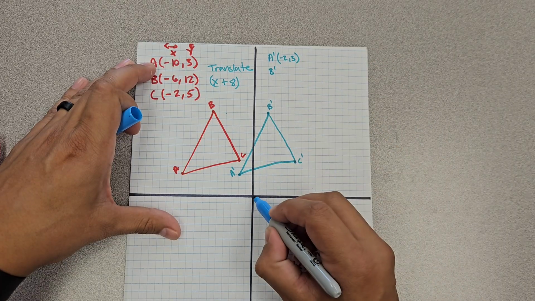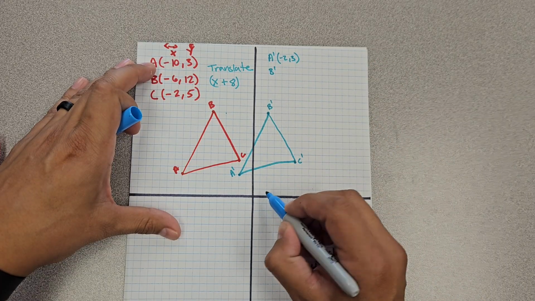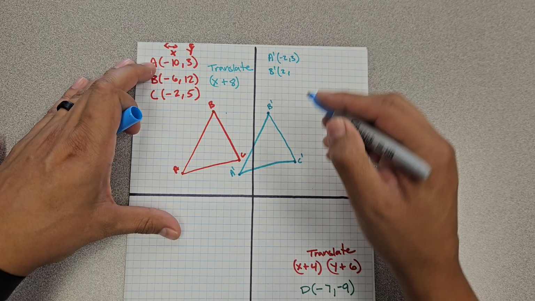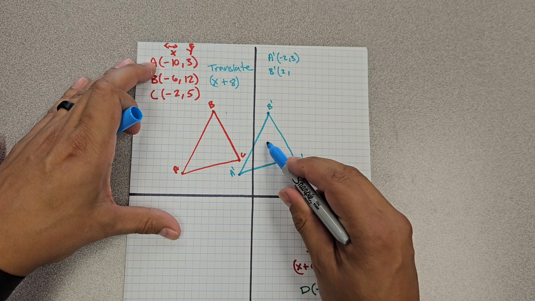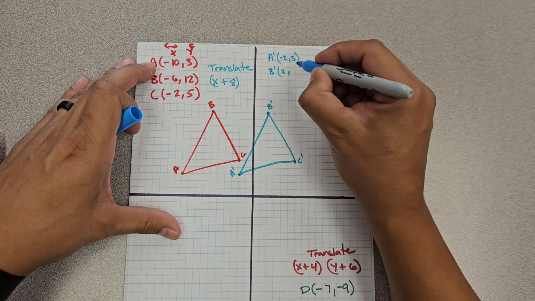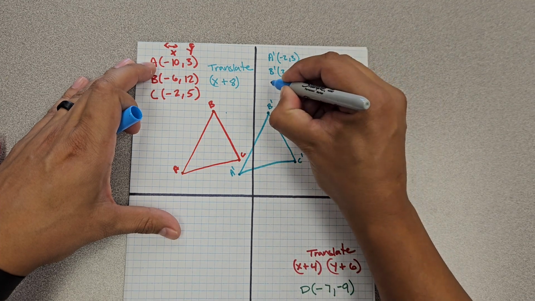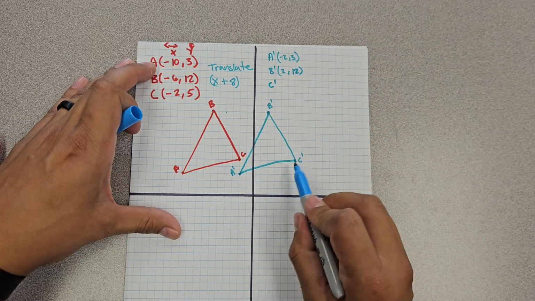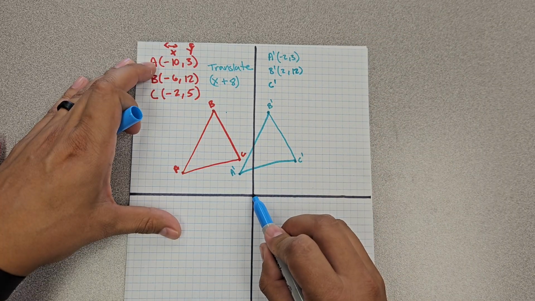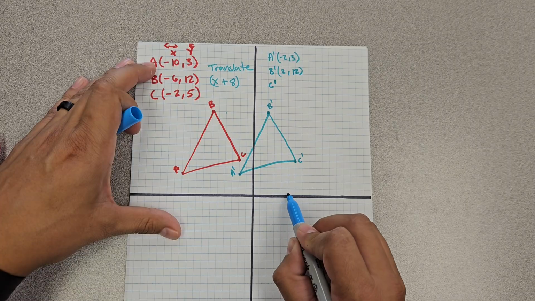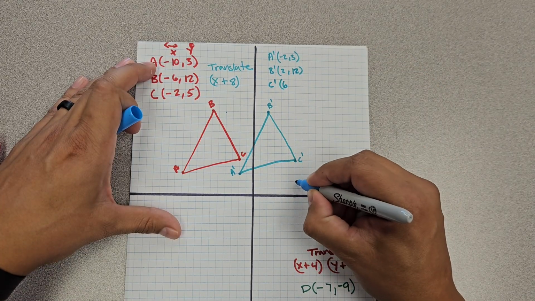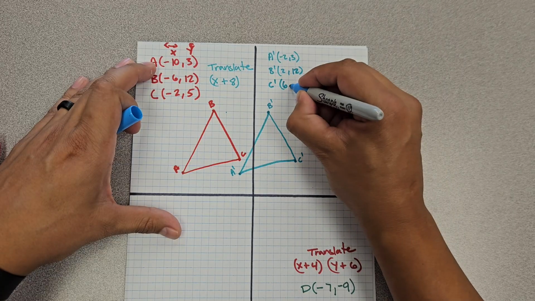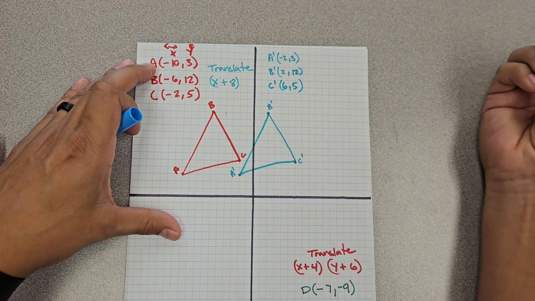Now this one's on the right side, so I've got to go +1, 2 for my B prime. And then it is up 1, 2, 3, 4, 5, 6, 7, 8, 9, 10, 11, 12. C prime, once again on the right side, so it's positive on my x. 1, 2, 3, 4, 5, 6. And then I can go up 1, 2, 3, 4, 5 for there. So there's my new points.